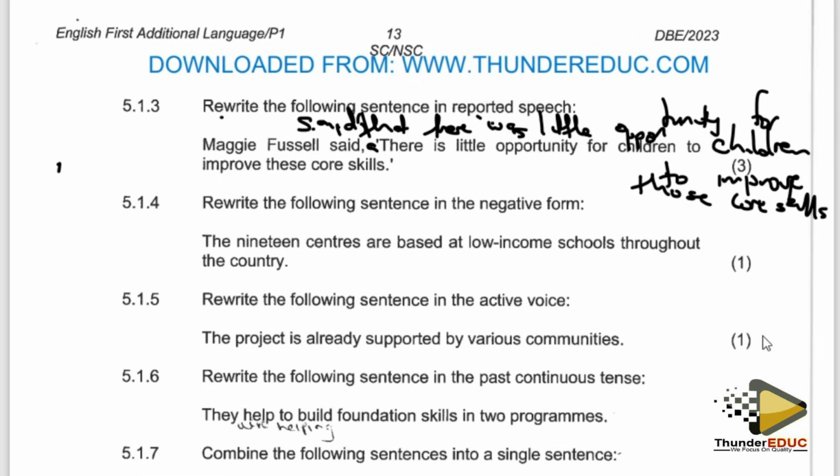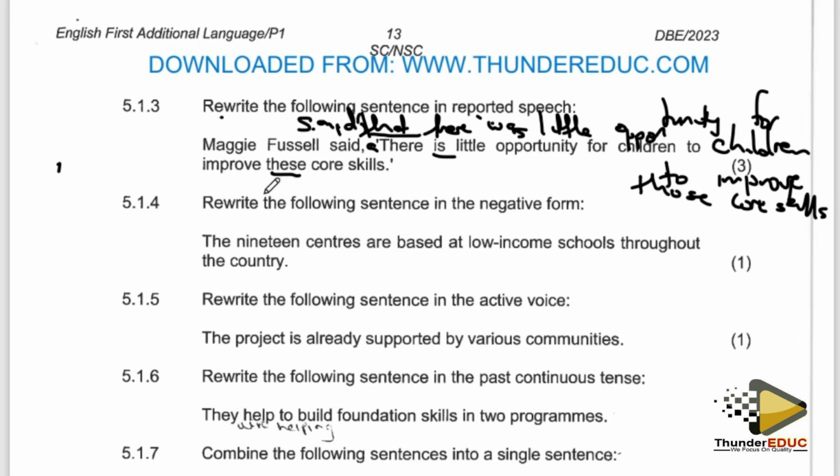Pronouns must change. So we had to insert a reporting word after "said," and then we inserted "that." There was, the tense must change. Legal opportunity for children to improve. "These" changes to "those." So that's what we do when we're reporting in language.